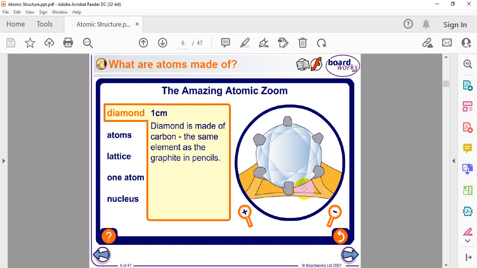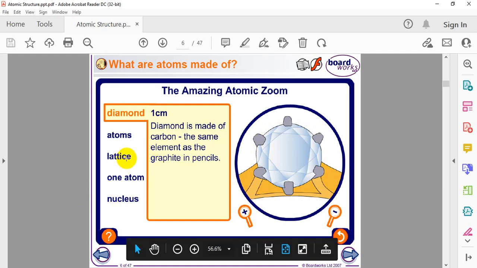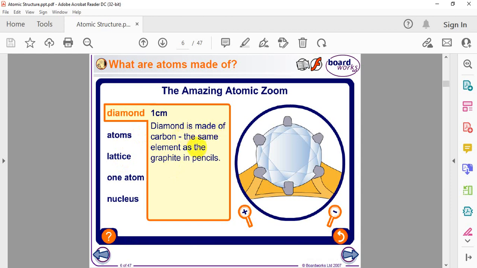If you have a diamond, this is the lattice or the structure of a diamond. So diamond has what? Atoms, and most of the atoms of diamond are what? Carbon. So the atoms have a nucleus. We'll be looking at that shortly. So diamond is made of carbon, the same element as graphite, which is found in pencils.